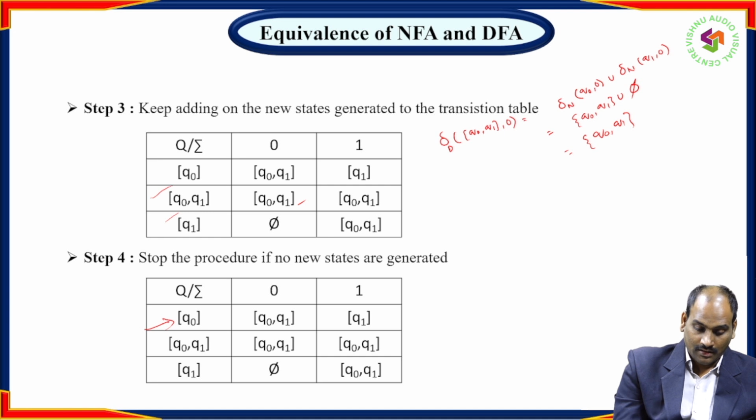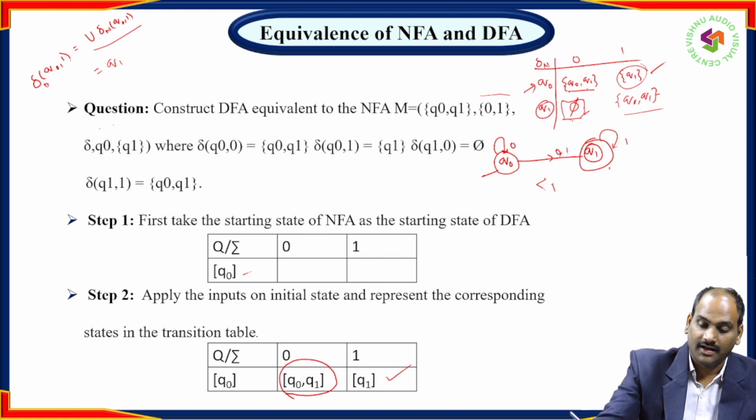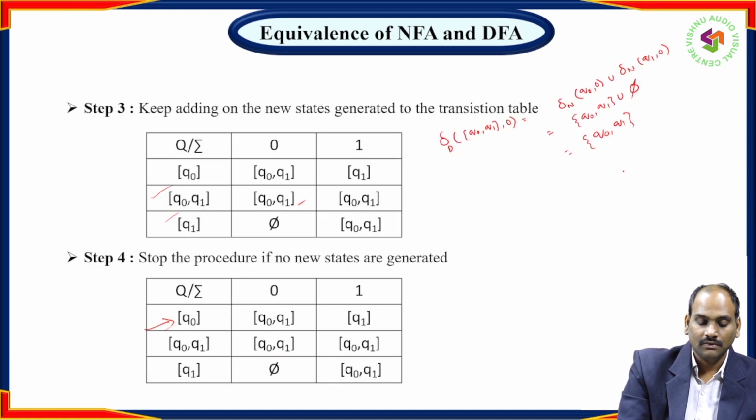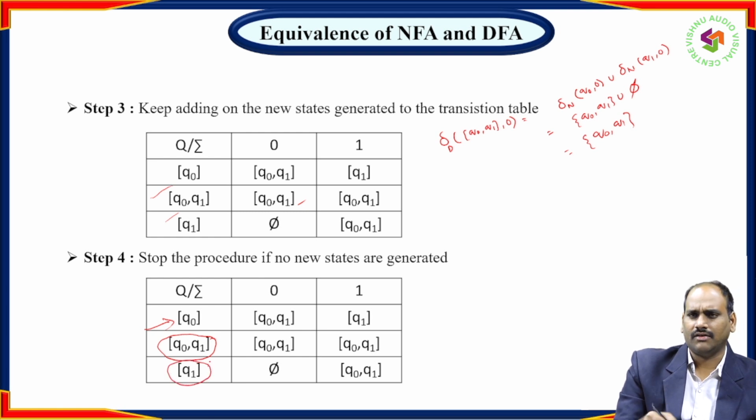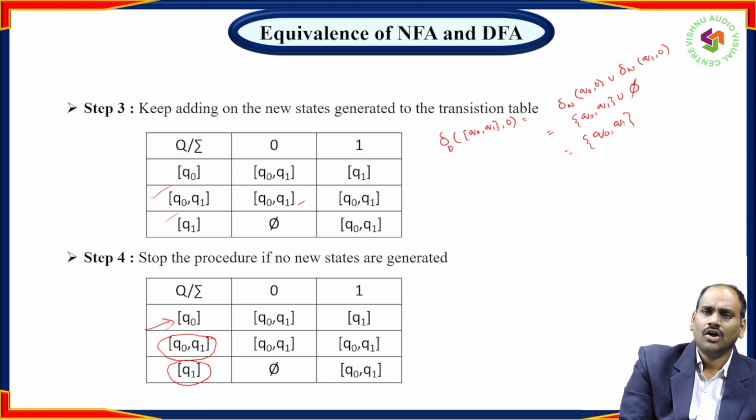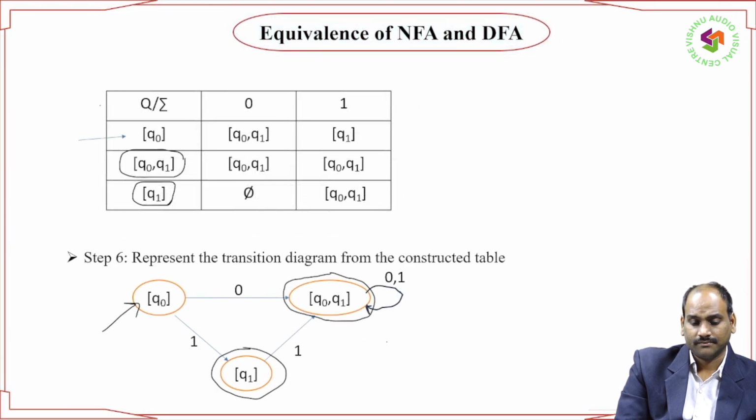Here in the NFA, Q1 is the final state. Okay, in the NFA Q1 is the final state. What are the states that have Q1 as a subset? Here the state Q0 Q1 contains Q1, and Q1 is also, since every set is a subset of itself. So Q0 Q1 and Q1 can be termed as the final states. Based on that, now we have constructed the transition table. Now we have to draw it.